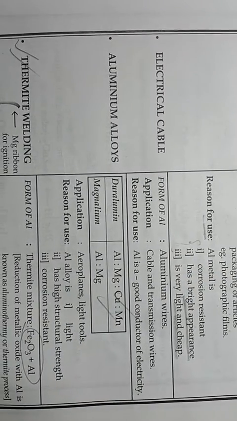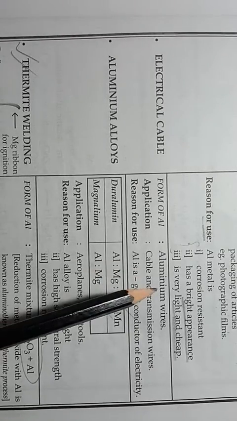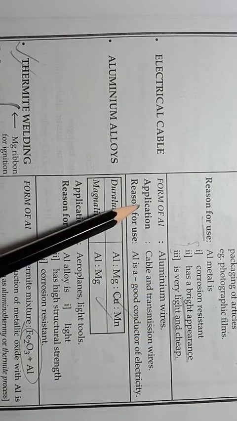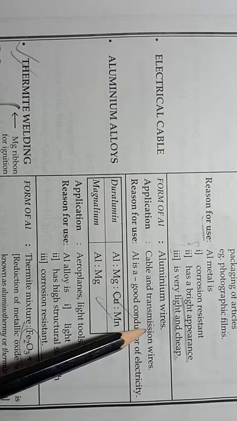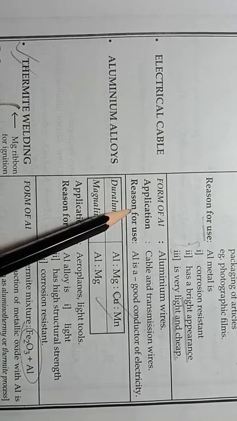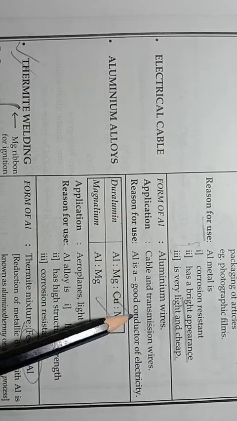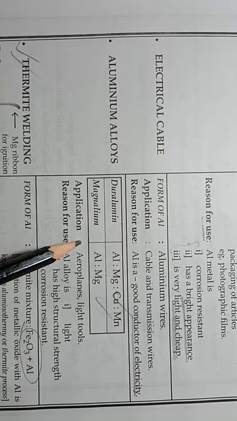Then electrical cables, and here we are using aluminium wires. Cables and transmission wires. What is the reason for this use? Aluminium is a good conductor of electricity.